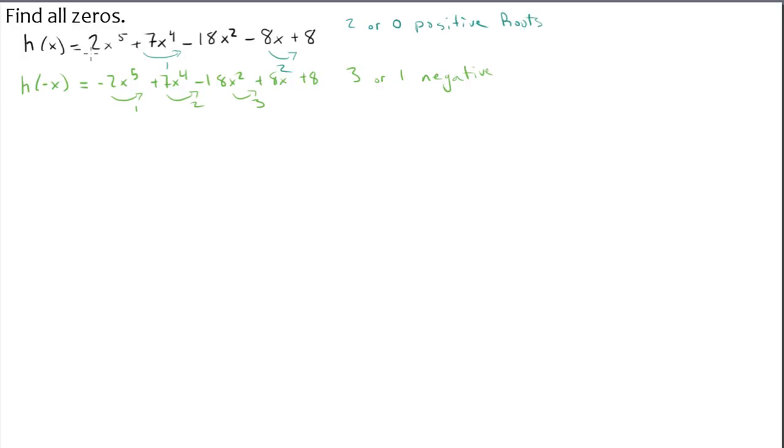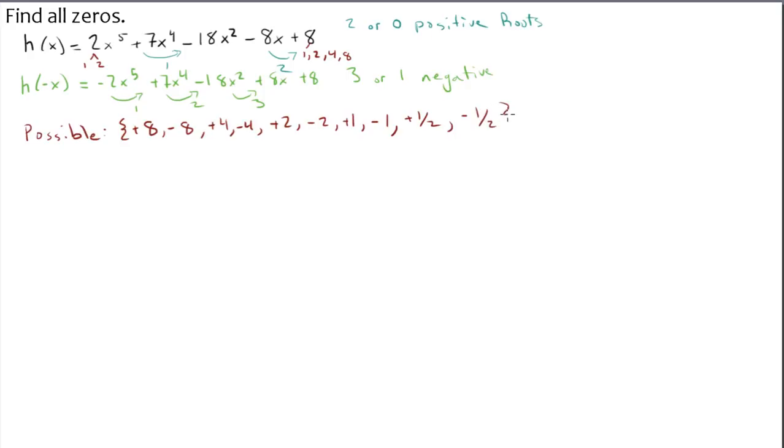Okay, 3 or 1 negative, 2 or 0 positive, and next I think we're going to look for rational zeros. So 2 has as factors 1 and 2, 8 has as factors 1, 2, 4, and 8. So we'll do 8 divided by 1 is 8. I'm going to write down possible roots: plus 8, minus 8, plus 4, minus 4, plus 2, minus 2. Then dividing everything by 2 gives us 4, 2, 1. Oh, and 1/2. Oops, I didn't write that down. So minus 2, plus 1, minus 1, plus 1/2, minus 1/2. That is all of our possible roots.